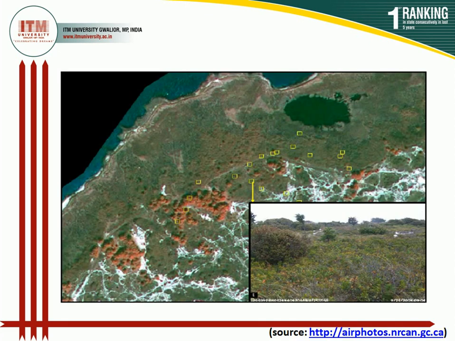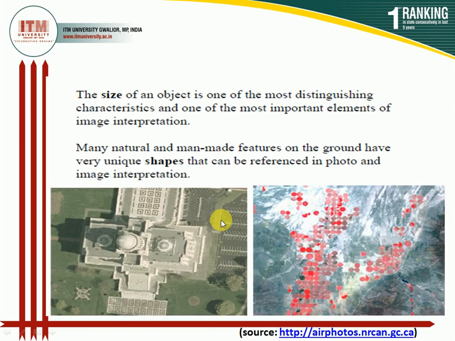When we talk about size, it is a function of scale. It depends upon the scale at which the image is taken and the resolution of a particular image. Both relative and absolute size of a particular object are important. The sizes of different objects are different, so by comparing the size of one object with another, we are able to know whether the object is small or large.